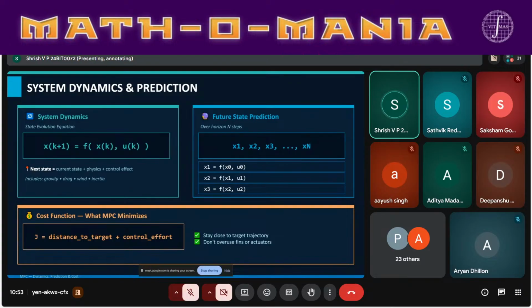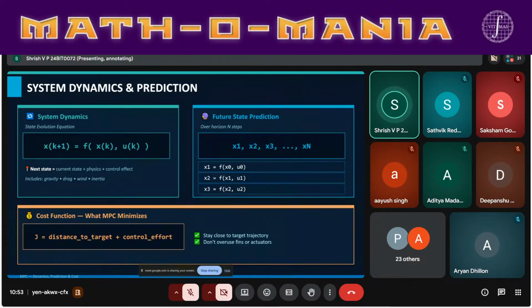System dynamics equation. This equation tells that the next state equals a function of the current state and control. In simple terms, the future depends on where we are now and what we do next. Here we see the equation x of k plus 1 is equal to f of x of k comma u of k. Here x of k plus 1 represents the next state, x of k represents the current state, and u of k represents the control inputs that we give to the current state of the projectile in order to predict future positions.